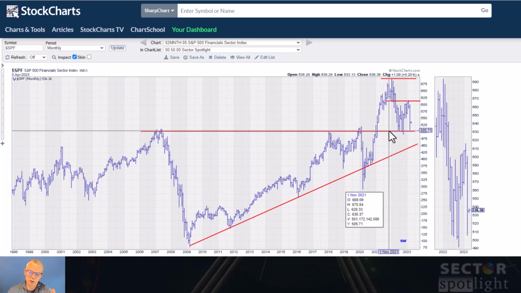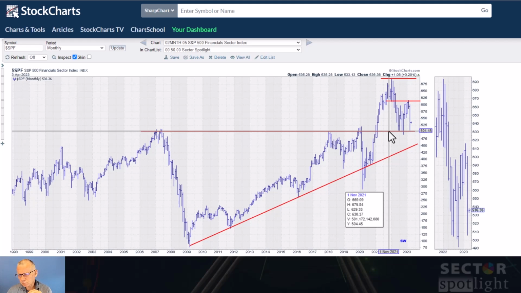If financials break below, say, 490 to 500, that would be a really weak sign for the financial sector. But with the weight of the financial sector, that would also be bad news for the S&P 500.